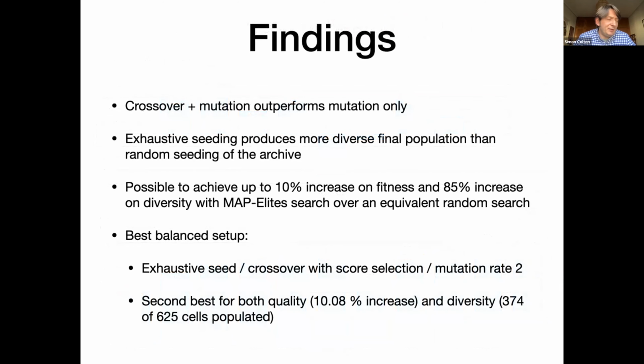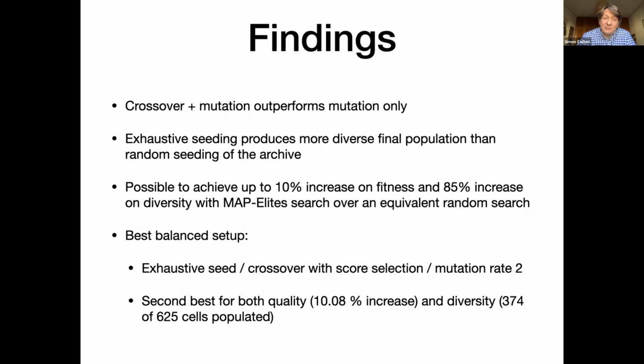So the findings of these experiments were that crossover and mutation outperform mutation only. Exhaustive seeding produces a more diverse final population than random seeding. And it's possible to achieve up to 10% increase in fitness. I was hoping for better, but ultimately the fitness is pretty good with random anyway. And you get an 85% increase in diversity. So that's also very important.